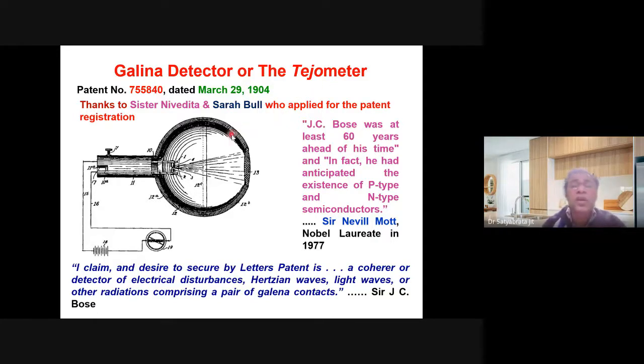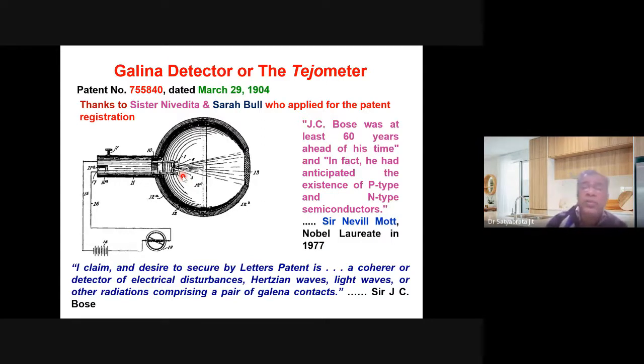So in this patent, you can see the total thing is in the form of a human eye, and this portion was a lens, and at the focal point of the lens this galena detector was placed, right? So the light, electromagnetic waves, and anything else entering here meet at this focal point. At this point the detector was used, and when any kinds of waves penetrated into it, there was a deflection in the galvanometer. That was the objective. So this device was used as a detector for electromagnetic waves.